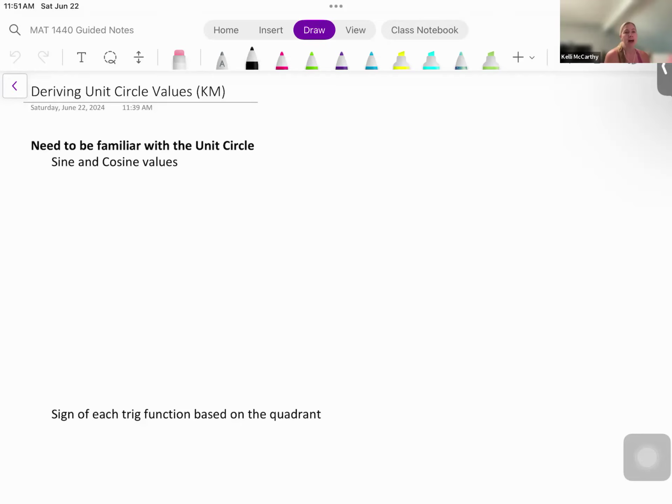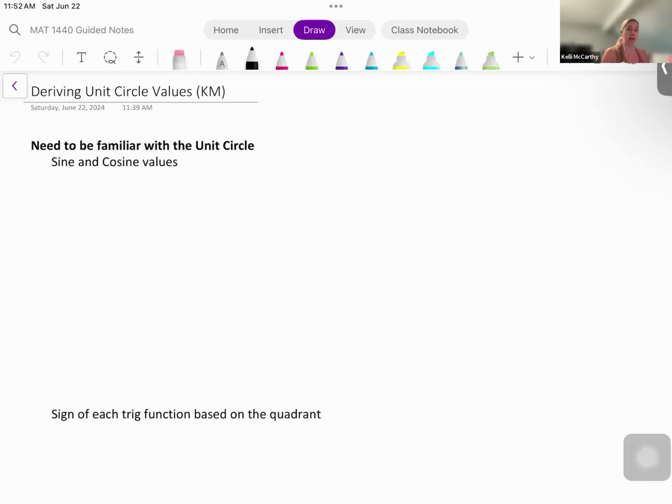helpful, great. So to derive the unit circle values, we need to be familiar with the unit circle. Like I said before, if we don't have any familiarity with it, then this is not going to be helpful. So we need to know our sine and cosine values. You could reference your notes, and whether you look at the unit circle or the table that we have for our 6 trig functions, really all of our 6 trig functions are derived from sine and cosine. So as long as we know the values for sine and cosine, which are the ordered pairs, that's all the values we're going to need.